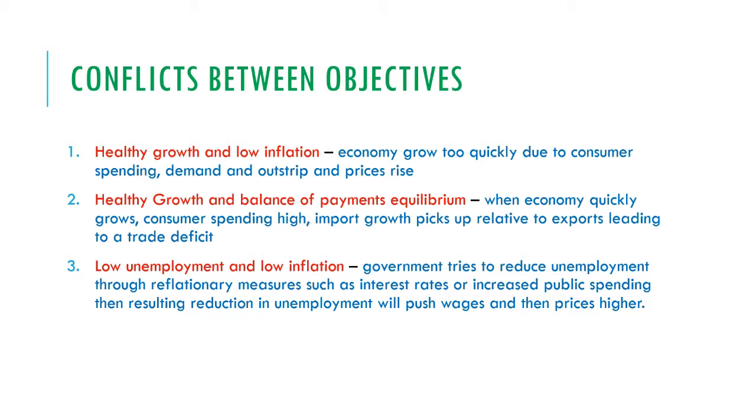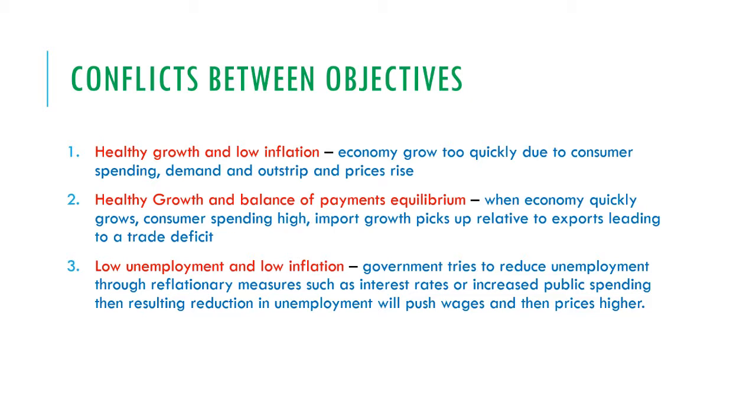If the economy grows too quickly due to consumer spending, then demand outstrips supply and prices rise, which means low inflation doesn't occur, that's high inflation. You also have healthy growth and balance of payments equilibrium, as when the economy quickly grows, consumer spending will be high, and this means import growth will pick up relative to exports, and this will lead to a trade deficit because you're importing more than you're exporting, and therefore your balance of payments will not be in equilibrium.